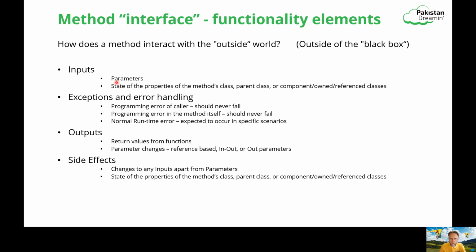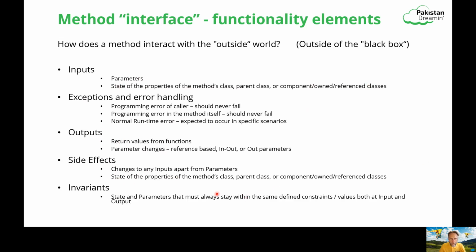Inputs are your parameters, but also the state and properties of the method's own class, but it could be of parent classes or component owned or reference classes. Exceptions we'll have a closer look at in a minute, and outputs, as I say, these are the return values or parameter changes, and then your side effects are your changes apart from what's called outputs, which are your state changes, basically changes to this type of input.